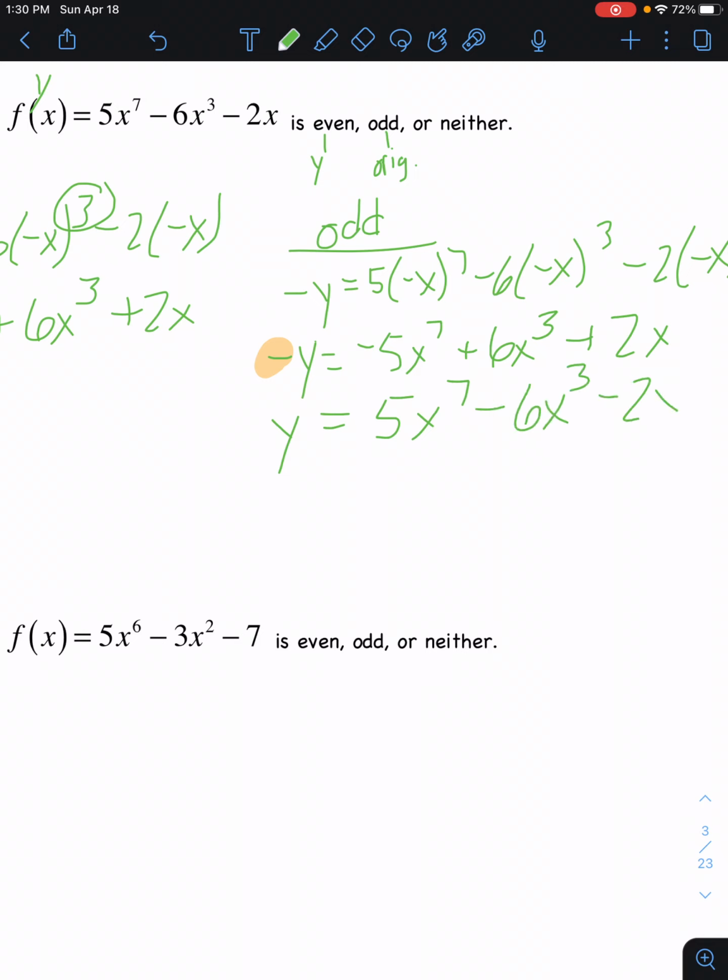So look what happened. It did turn back into the original problem. So this function, this f of x, is an odd function. And what does that mean? That means if we were to graph it, it would be symmetric in respect to the origin if we were to rotate it.